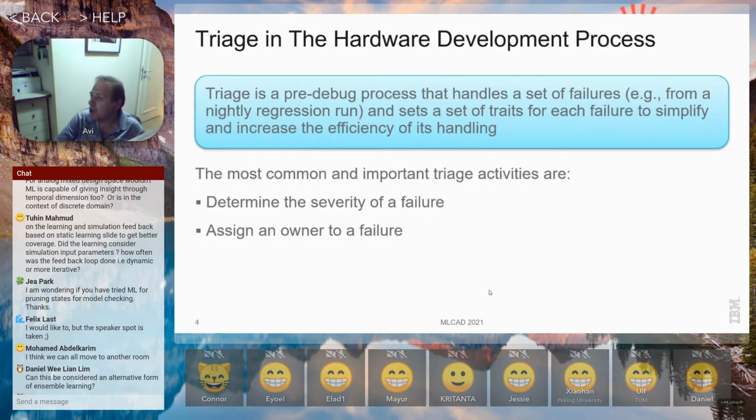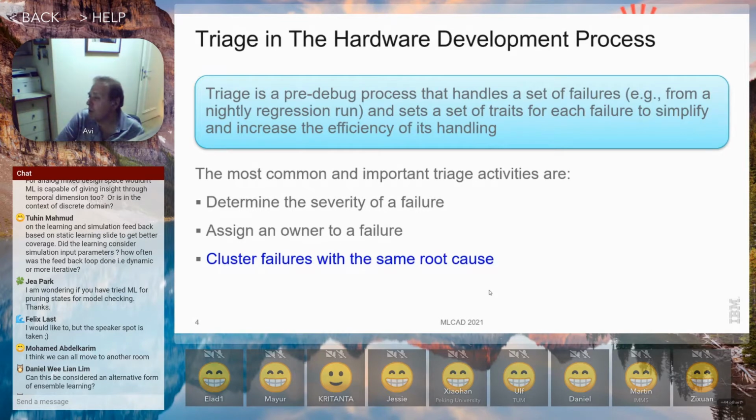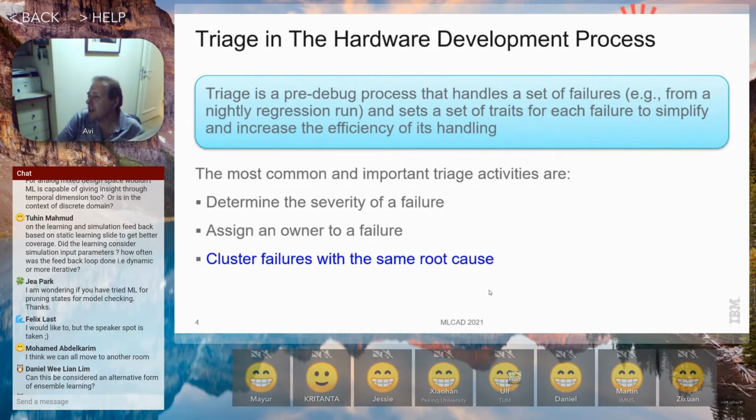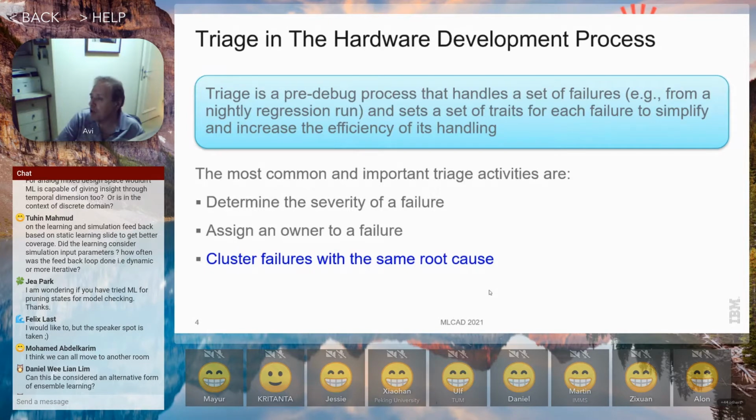In the medical domain, it's the right doctor, is it orthopedia, is it something else? And we want to do those, but there are two other items that are not that common to the medical domain. First of all, we have many failures, but some of them are coming from the same root cause. We want to cluster together all the failures that are coming from the same root cause, because it's usually enough to handle one of them, fix the root cause, and then all the rest of them will be fine afterwards.